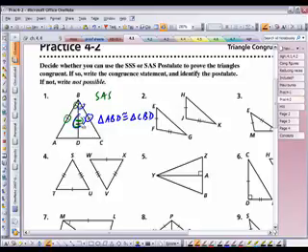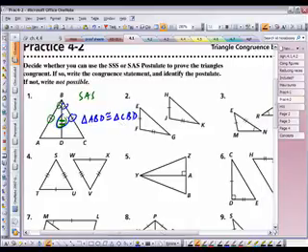Now, if we switch the order of the letters here, that's fine, but we have to make sure that we switch the order of the letters over here to match up. Now for number 2, we have a side, side with side, side, and SS, that's not enough information. So 2 does not work.